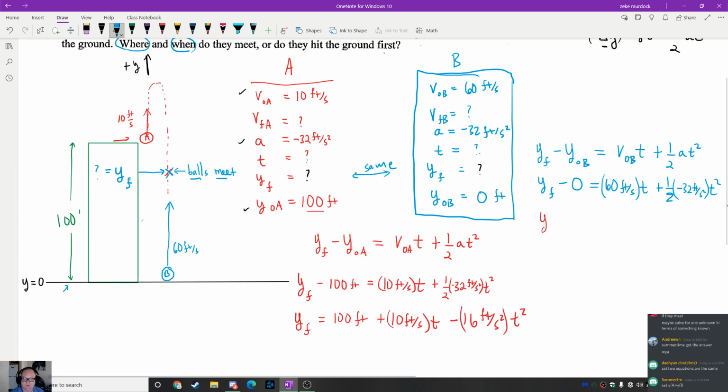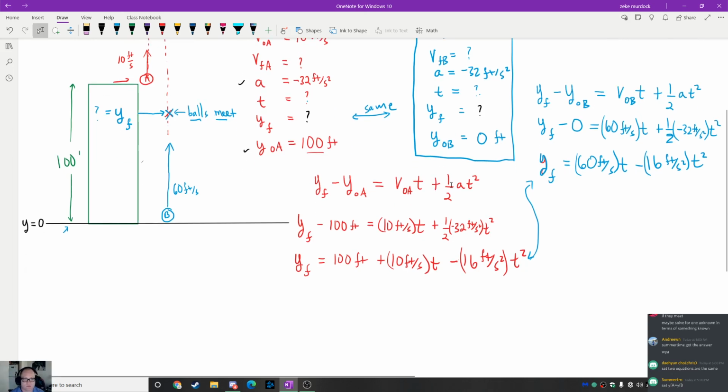Whoops. Clicked on that, but it didn't do it. Y final is equal to 60 feet per second times t. And yeah, that's what we'll do somewhere. We'll set them equal to each other. And then we have minus 16. And now all we need to do is to set these two equations equal to each other, because they're both equal to yf. So let's do that. When we make them equal to each other, we get this. 100 feet plus 10 feet per second.